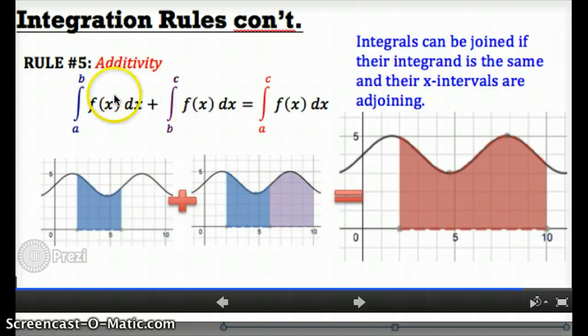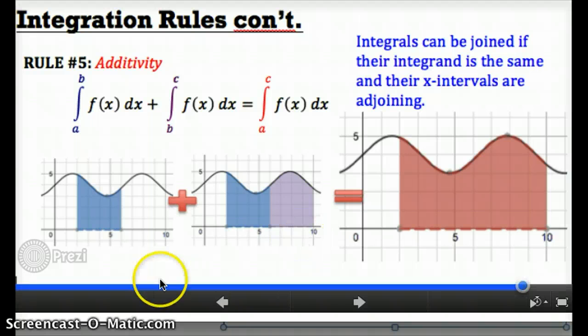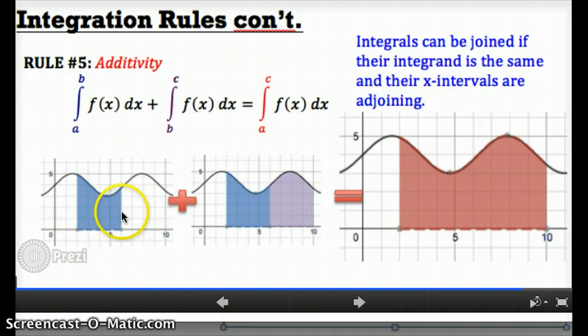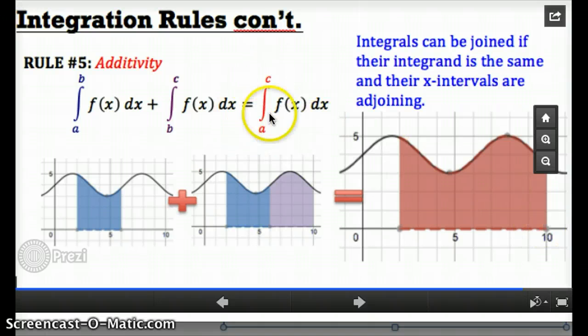Visually, it means the first integral goes from, for example, 2 to 6. The second integral starts at 6 and continues on to another number. So they are 2 areas that are basically right next to each other. If we are taking the integrals of 2 areas on adjoining intervals and the actual function inside is exactly the same, we can join these 2 integrals to make one integral across the entire region. In other words, the integral from 2 to 6 plus the integral from 6 to 10 is the same thing as the integral from 2 all the way to 10 as a single integral.